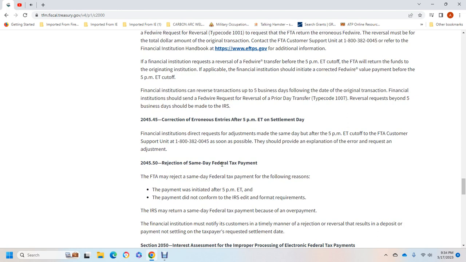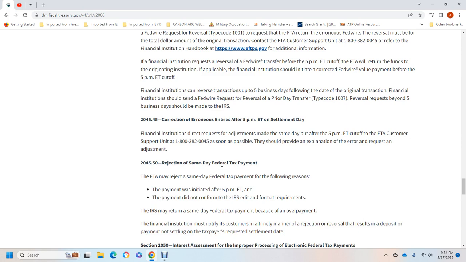Alright, 2045.45, correction of error. If an error is discovered after entry, after 5 p.m. on the settlement day, the financial institution should direct a request for adjustment made the same day, before but after 5 p.m. Eastern Time cutoff, to the federal tax application customer support unit as soon as possible, and should provide an explanation for the error and request adjustment.